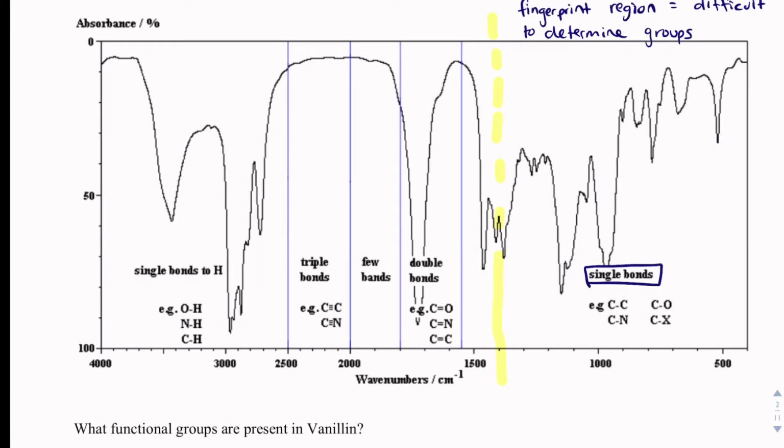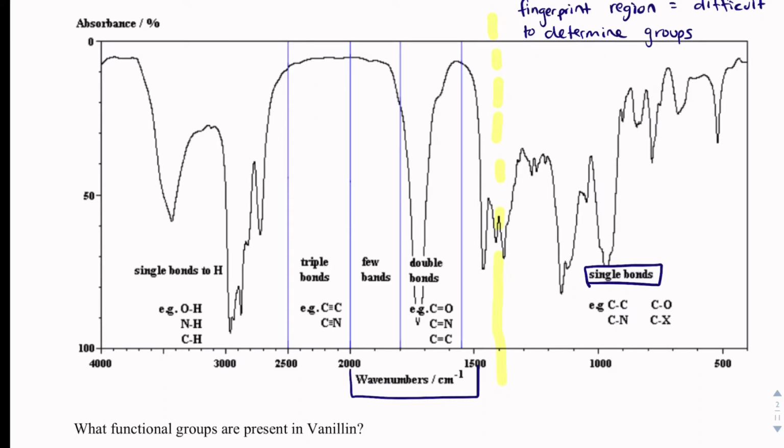Now we're going to go from 1500 to 2000 wave numbers. Wave numbers are just the type of light. You can measure light in nanometers, you can measure light in hertz and its frequency. Wave numbers is just a conversion. You'd never be tested on it, at least in my organic chemistry class.